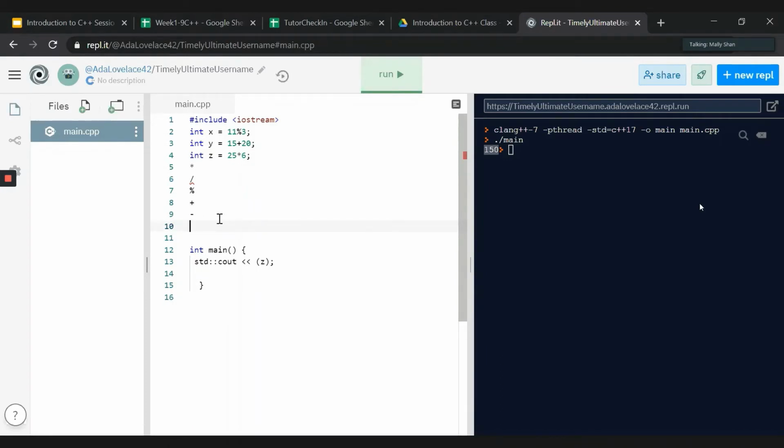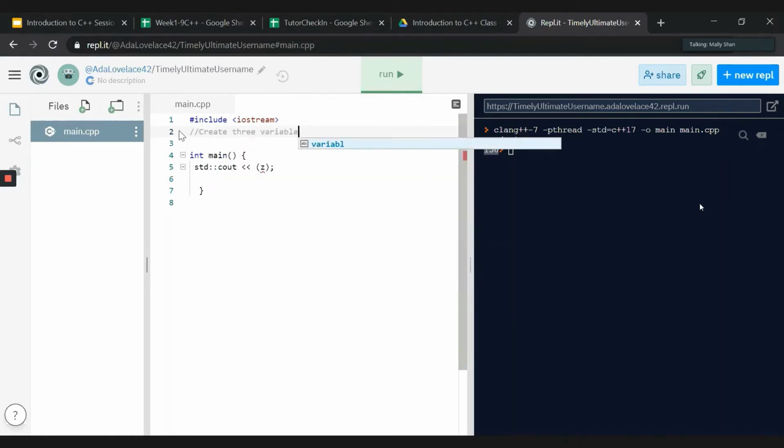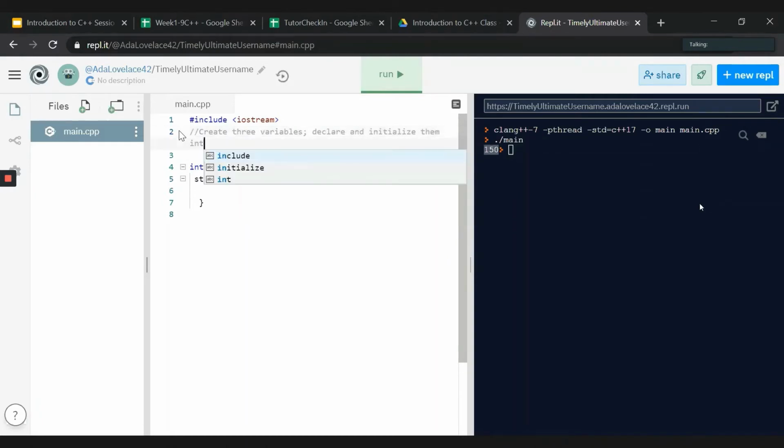So I'm actually going to give you guys a problem. What I want you to do right now as practice is create 3 variables. So declare and initialize them, and name them however you like. So you get to decide what's a valid identifier, what's a valid variable name.